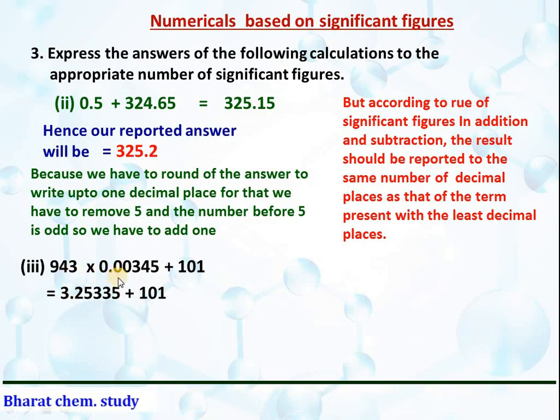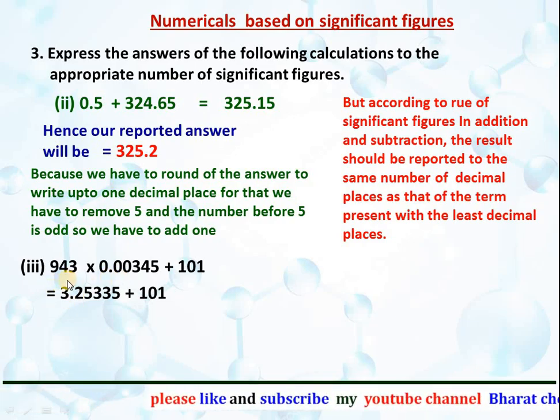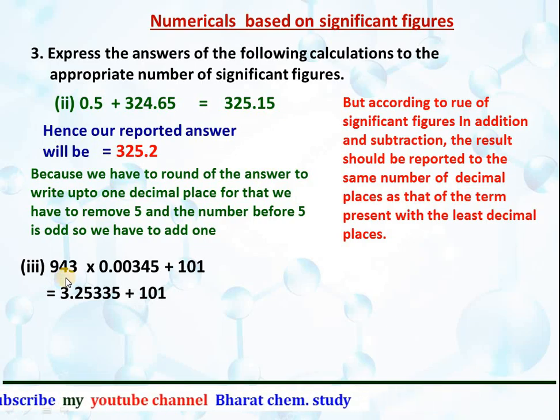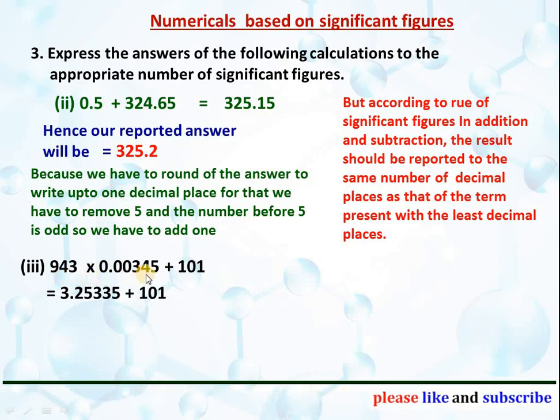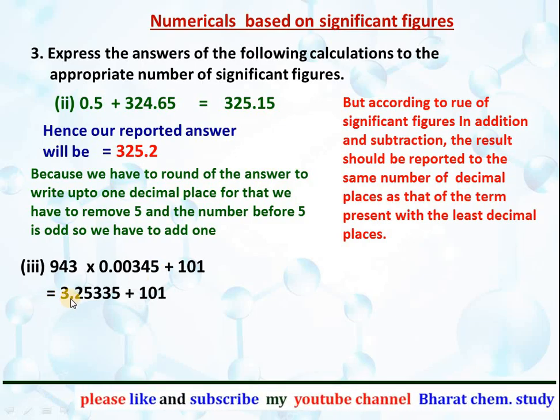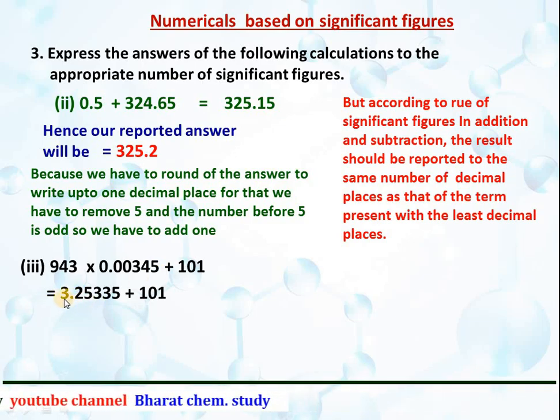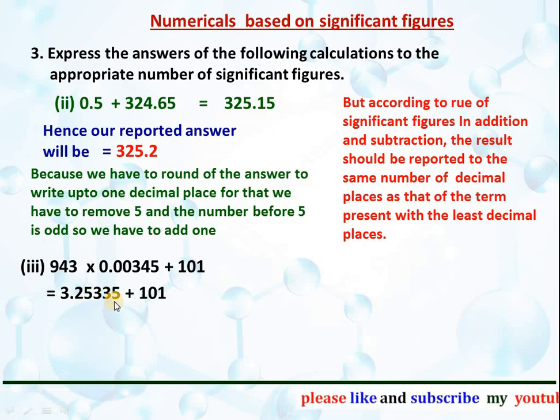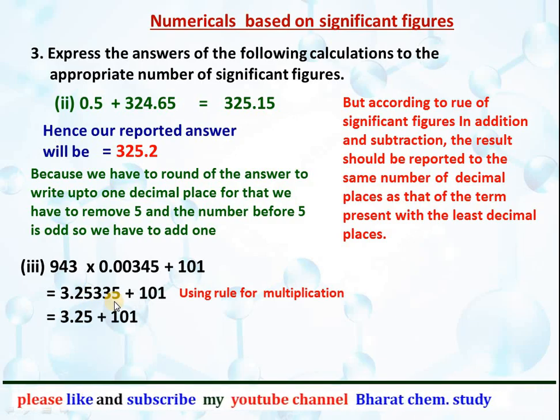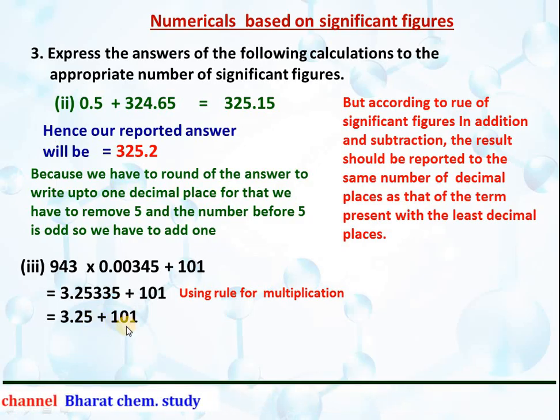Again, after doing the multiplication, we must follow the rule for multiplication. The rule for multiplication or division says the answer should contain the same number of significant figures as present in the least number. So the least number of significant figures is 3. So our answer should also contain only 3 significant figures. That's why we are going to change 3.2533 into 3 significant figures, which comes to be 3.25, plus 101.